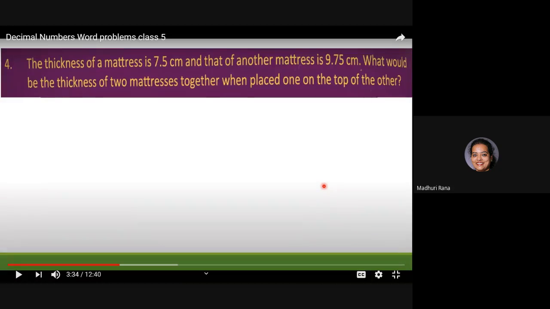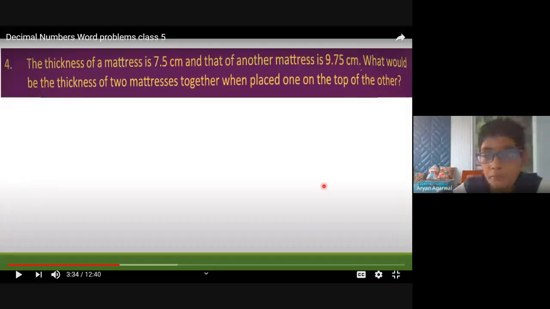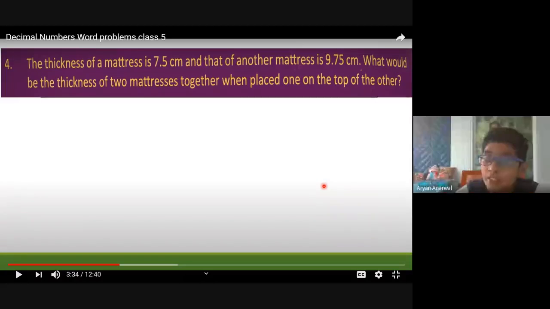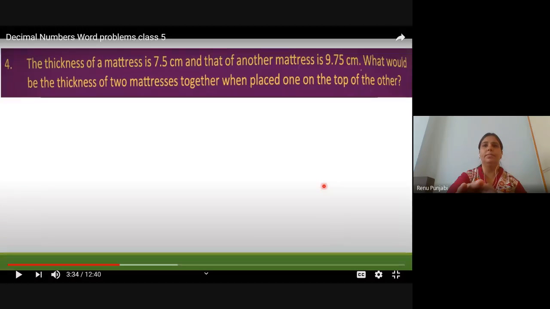Word problem. Ma'am, the mattress is what we keep on the bed, that soft thing on which we sit and sleep. What do we say in Hindi? Gadda. And in English we say mattress. The thickness of a mattress is 7.5 centimeter, and that of another mattress is 9.75 centimeter.